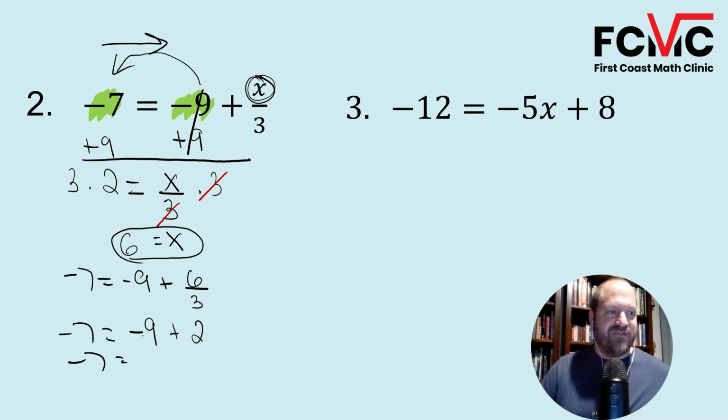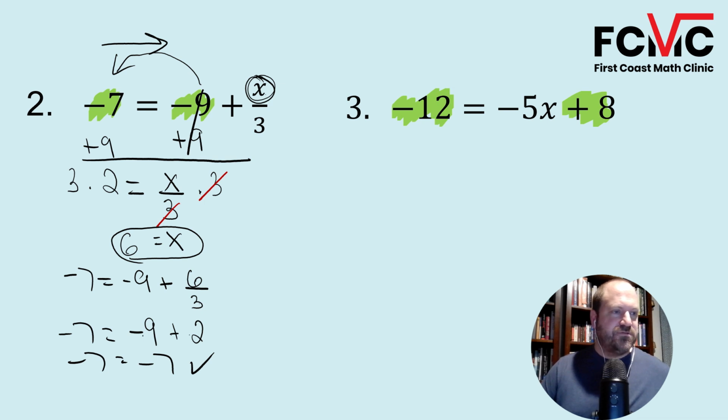And on my right side, I've got -9 plus 2, which is -7, so my solution checks. Let's do number 3. -12 equals -5x plus 8. Our like terms here are going to be the -12 and the +8. Again, we want to get the x by itself.